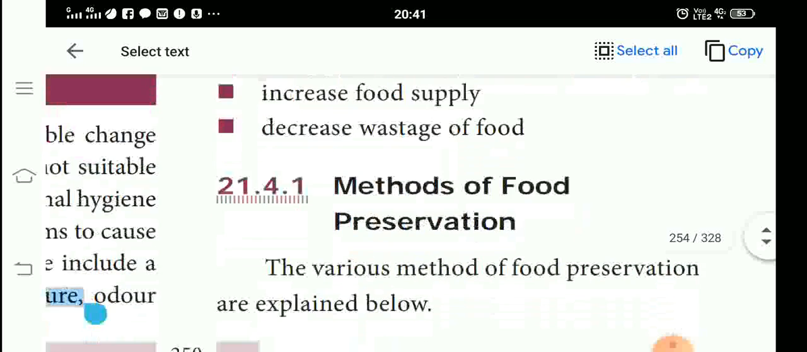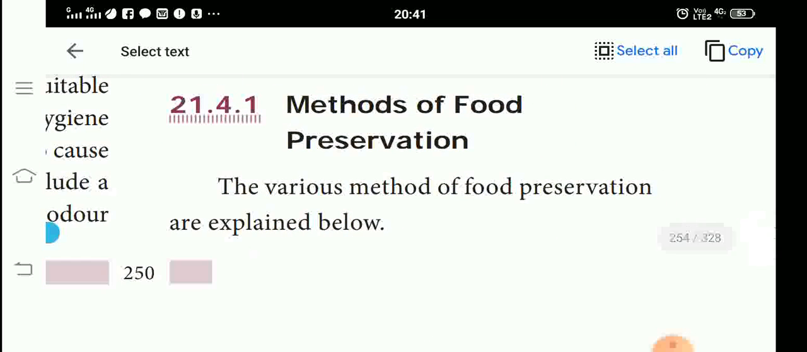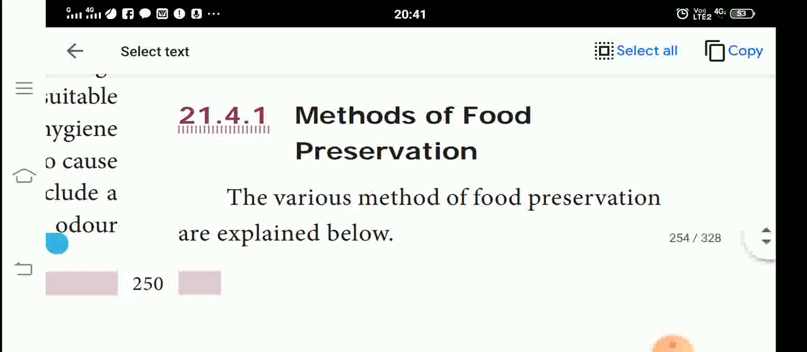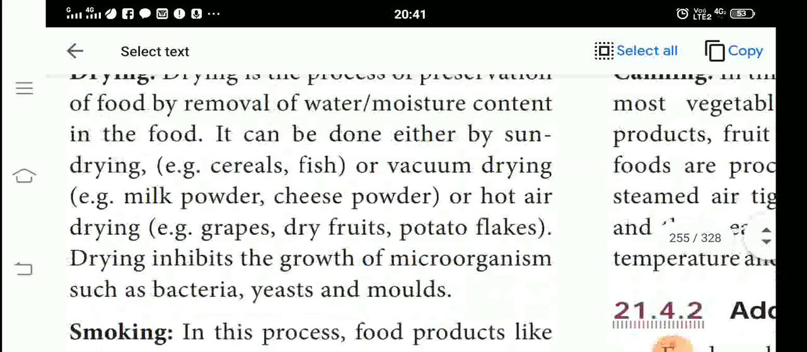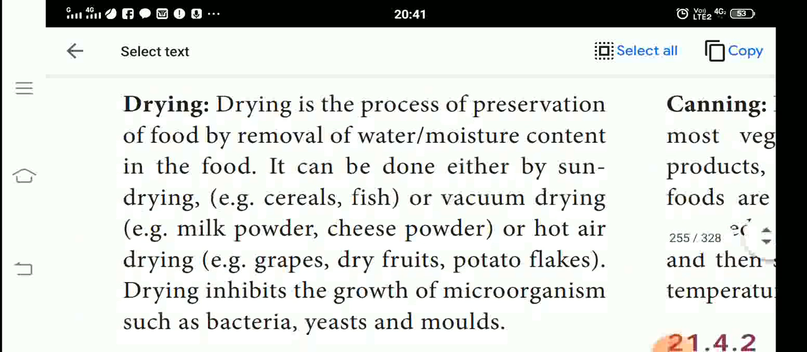Then next one, methods of food preservation. There are certain methods in which we can preserve the food. What are the various methods of food preservation? We have to see in the next one. The first step in food preservation is drying. Simply dry the food. Drying is a process of preservation of food by removing water, the moisture content in the food.